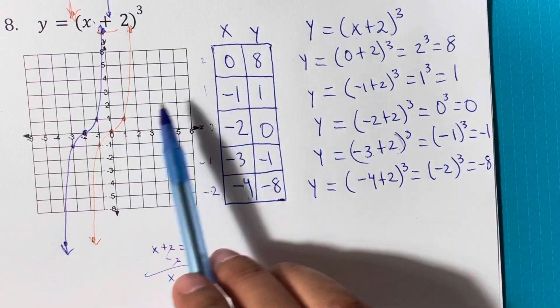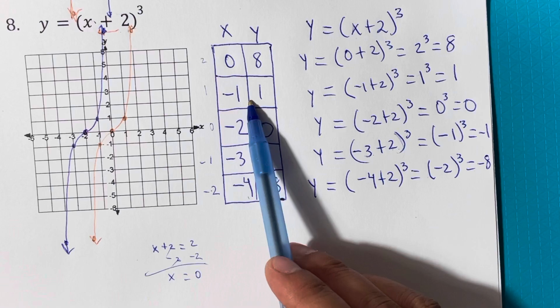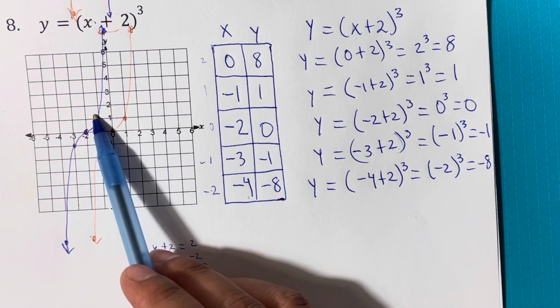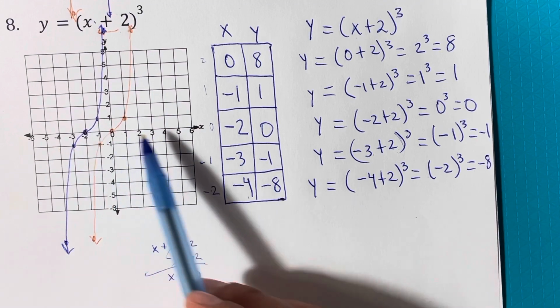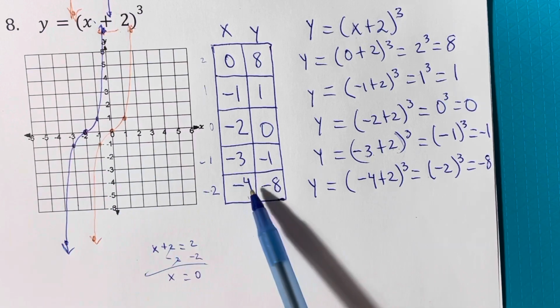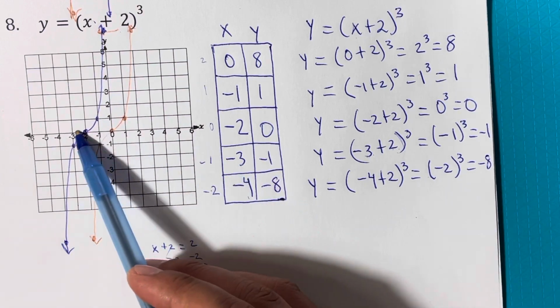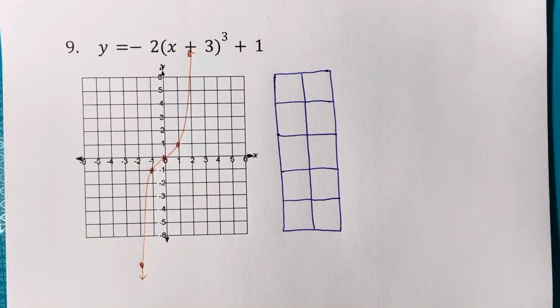And let's check. 0, 8, 0, 8 is right there. Negative 1, 1, negative 1, 1 is right there. Negative 2, 0, negative 2, 0 is right there. Negative 3, negative 1, negative 3, negative 1 is right there. Negative 4, negative 8, negative 4, negative 8 is right there. This is the last one. I know you've been waiting for it.